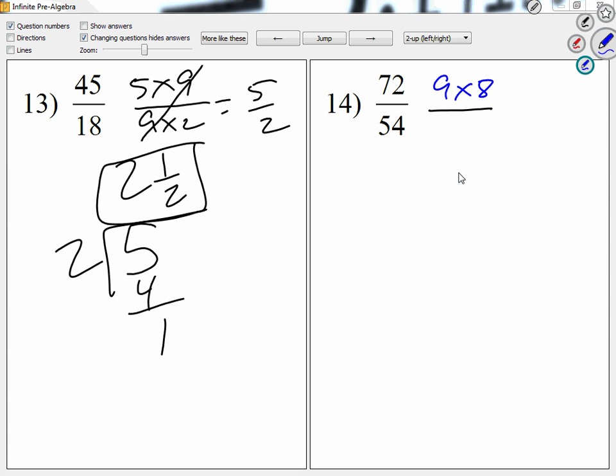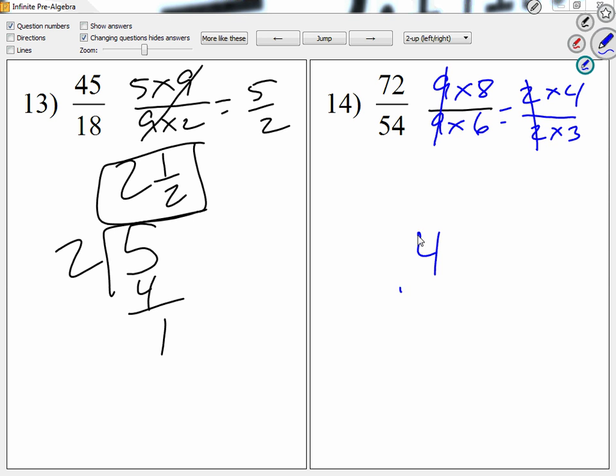Try to repeat a number at the bottom. Give me two numbers that multiply equals 54. 9 times 6. 8 over 6, you can still do better. Give me two numbers that multiply equals 8. 2 times 4. What about 6? 2 times 3. So we have 4 over 3.